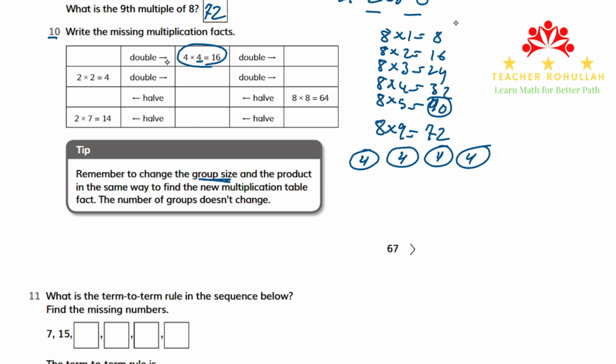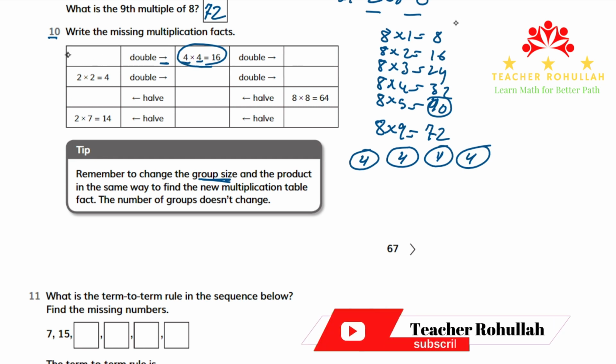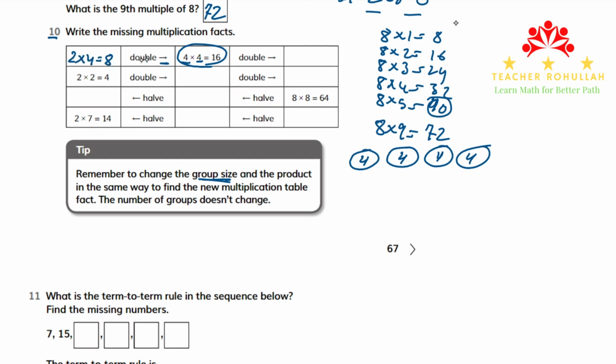Now the arrow over here shows that the group size in this grid is doubled to get 4 here. Now, double 2 is 4, so 2 times 4 is 8. It means we have the same number of groups, which is 4 groups. In each group, we have 2: 2, 2, 2. So 4 times 2 or 2 times 4 is 8.